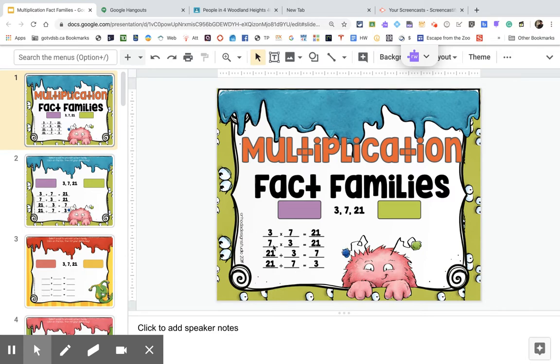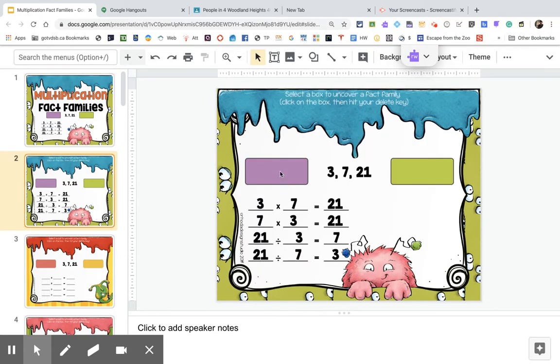So 3 times 7 is 21. 7 times 3 is 21. 21 divided by 3 is 7. 21 divided by 7 is 3. So let me give you an example. Do the first one together.